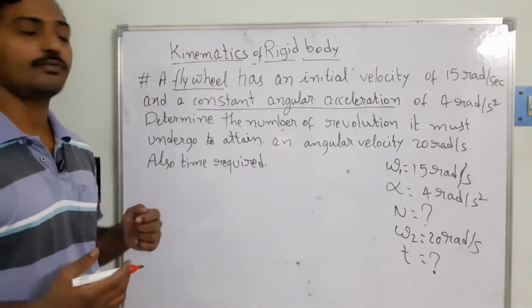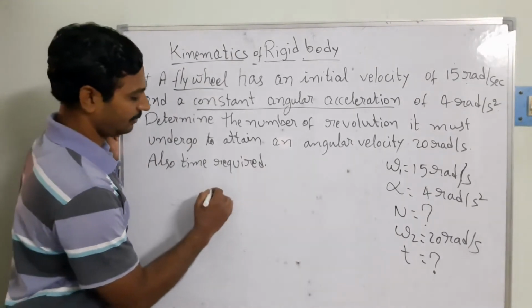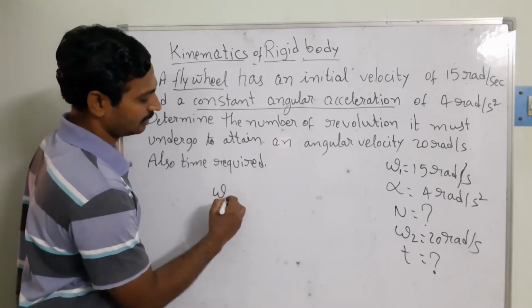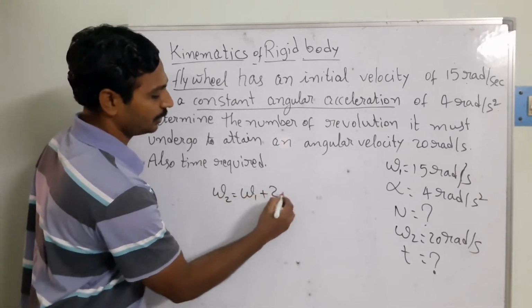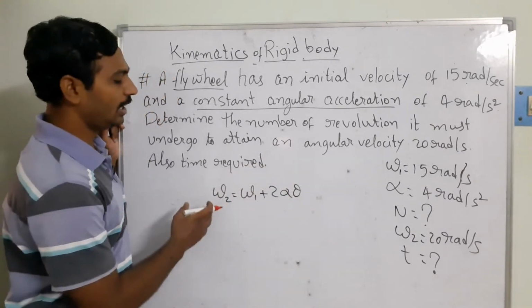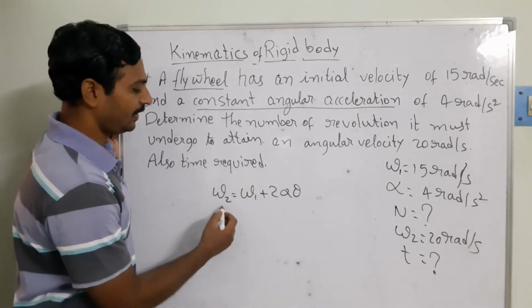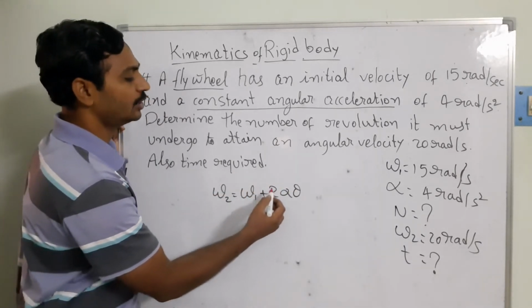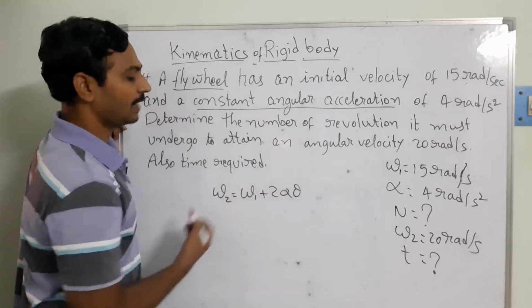What is that equation for an object having a uniform angular velocity? That's going to be omega 2 squared is equal to omega 1 squared plus 2 alpha theta, right? If you take the linear velocities in the horizontal direction, v squared is equal to u squared plus 2as. In this case, alpha is going to be your angular acceleration.